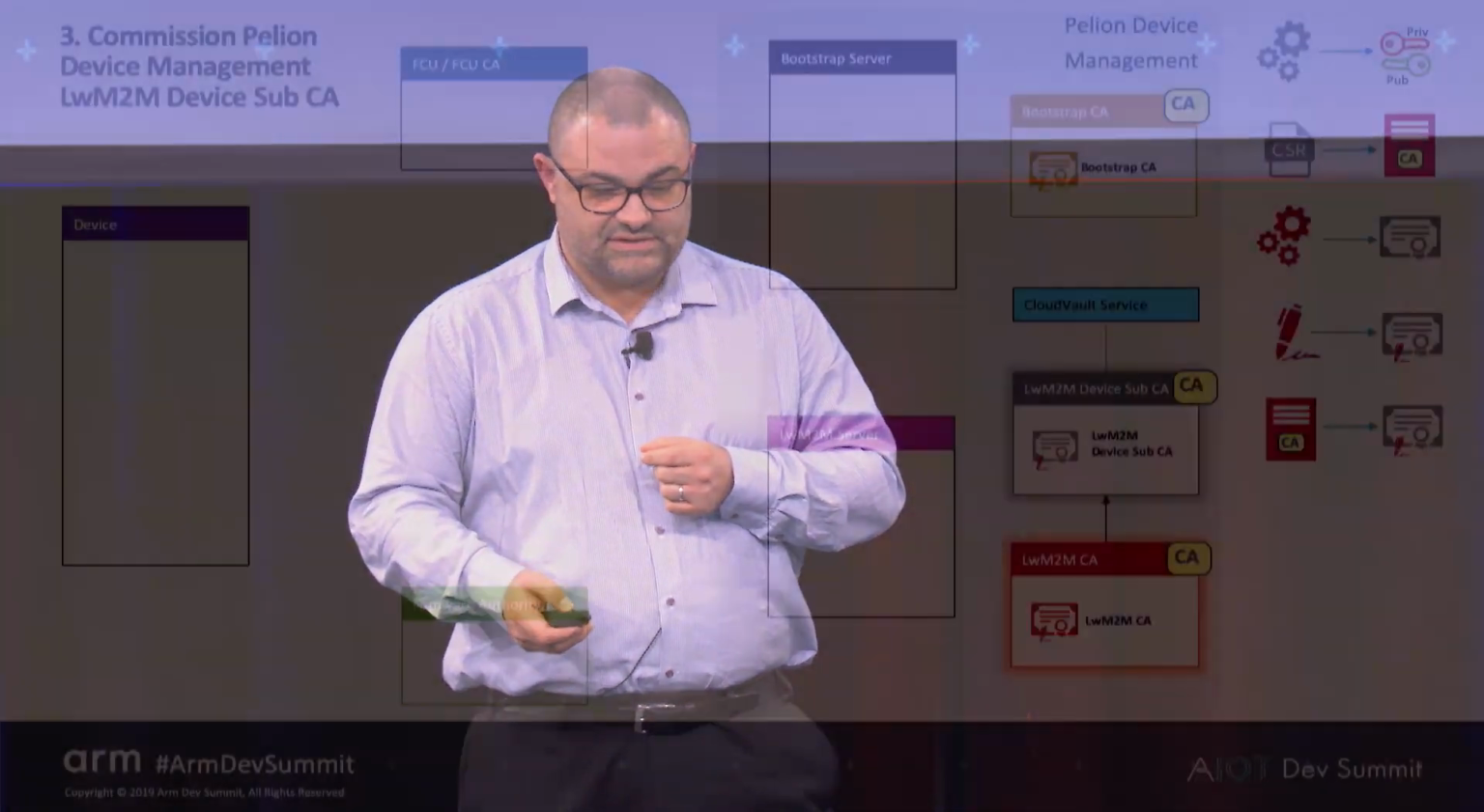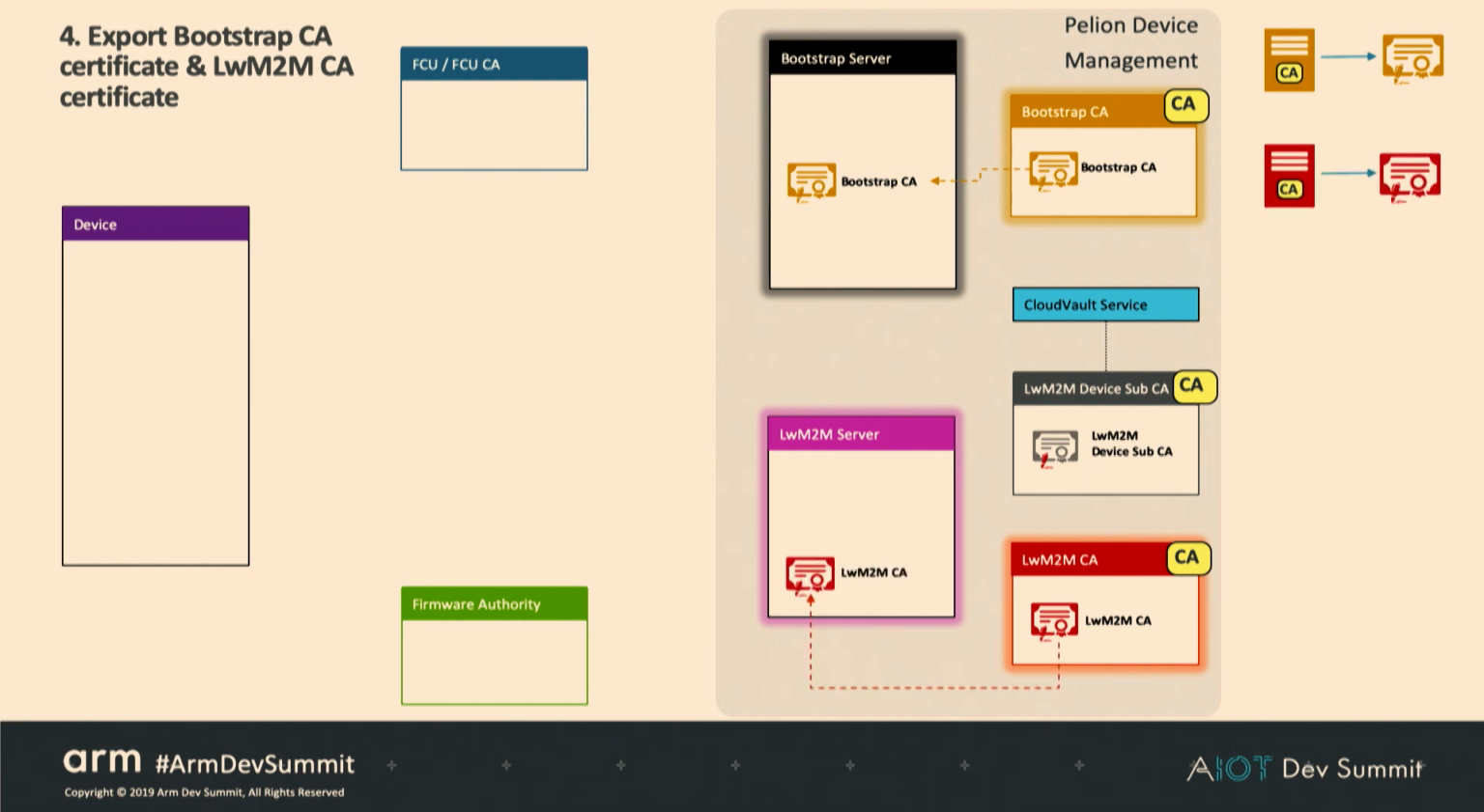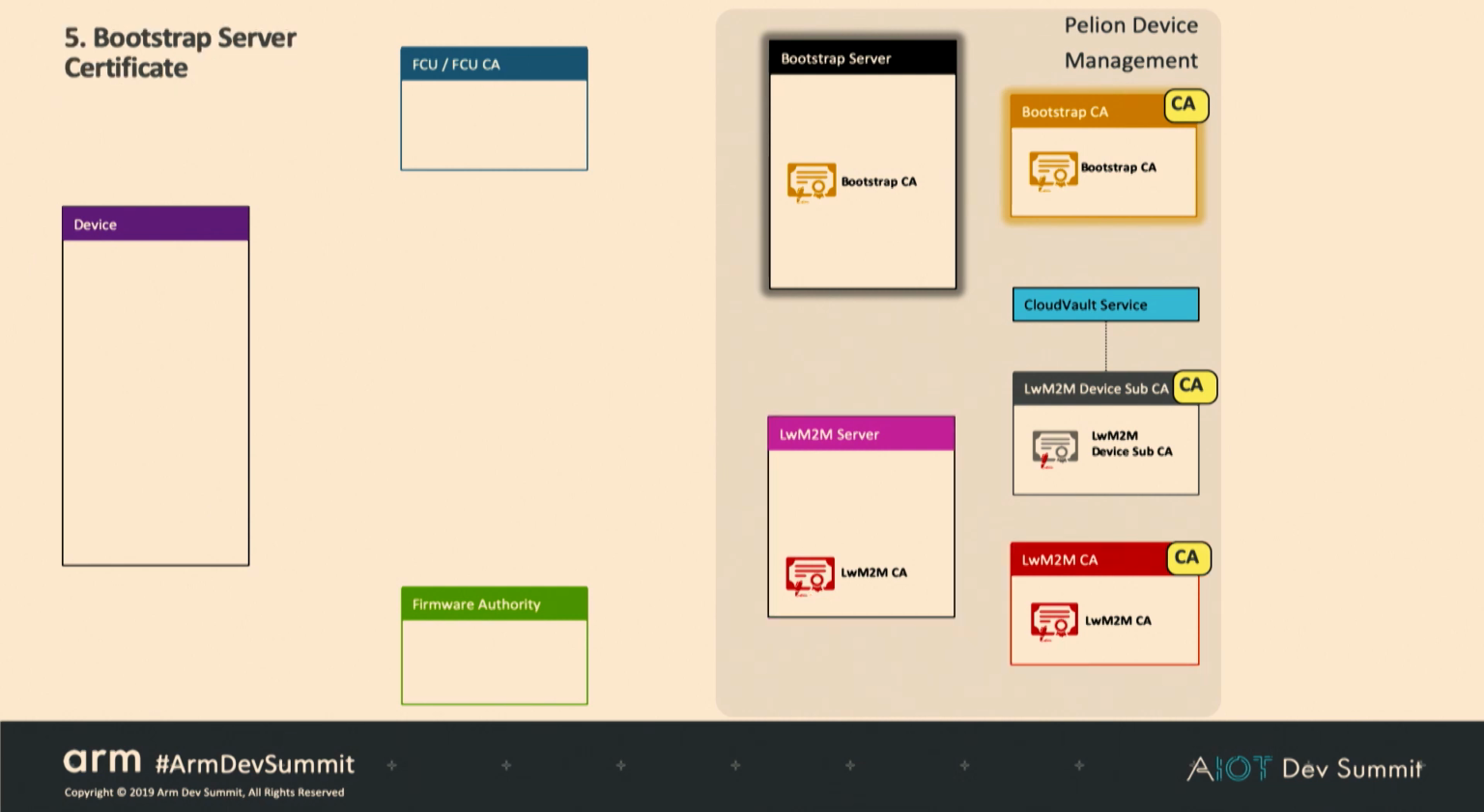Okay, so the lightweight M2M device sub CA now has its CA certificate as well. Then we're going to export the Bootstrap CA and lightweight M2M CA root certificates. Okay, so that's all been done. It's the established trust over there. And later you will need those certificates, and I'll show you where to get them to put on your device to be able to make your device trust both the Bootstrap server and the lightweight M2M server.